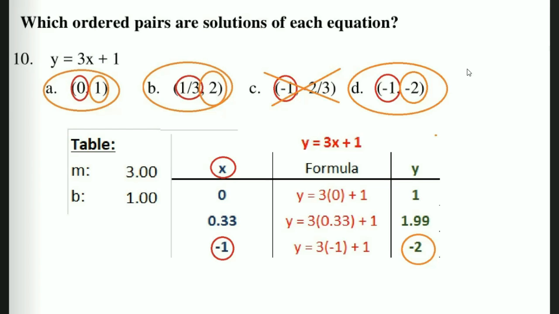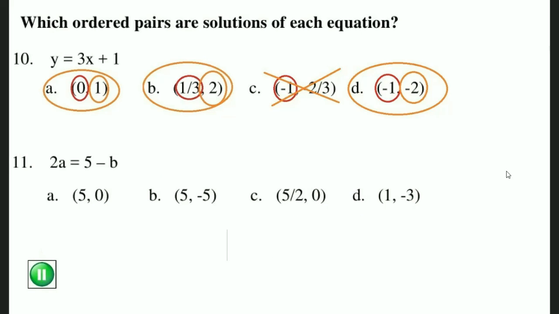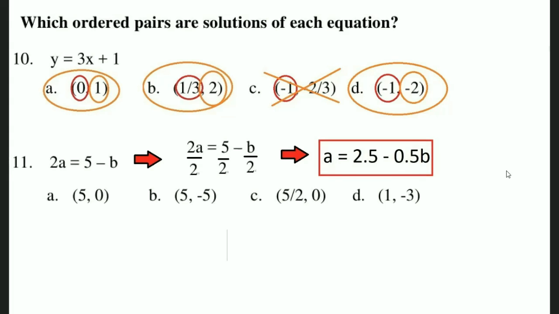Okay. Going on. So with number 11, they tried to throw you all off by replacing X and Y with B and A, but don't let that bother you. So what we're going to do is we're going to divide all our terms by 2. So 2A equals 5 minus B becomes 2A divided by 2 equals 5 divided by 2 minus 1B divided by 2. And we end up with A equals 2.5 minus 0.5B.